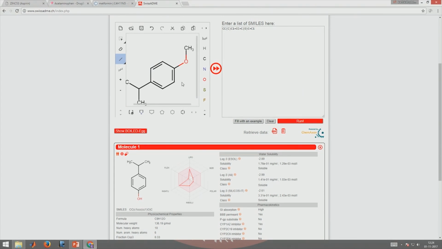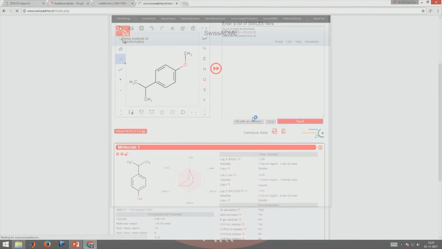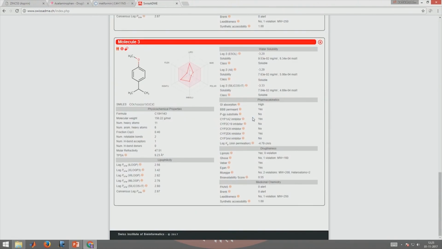Okay, so instead of OH I made it into an OCH3, so it will become more hydrophobic. Let us see what happens to it. Okay. So I run this molecule. So molecule 2. So this is the molecule I have drawn.